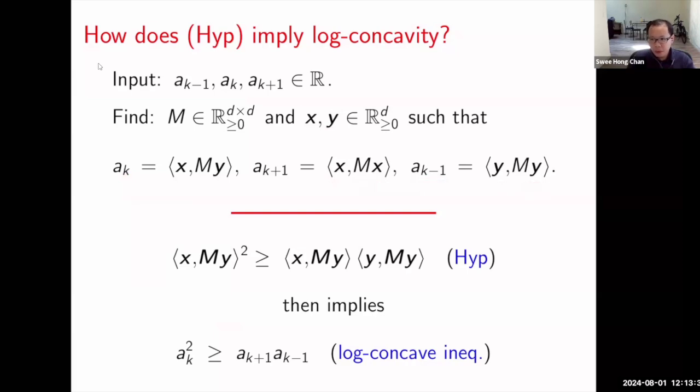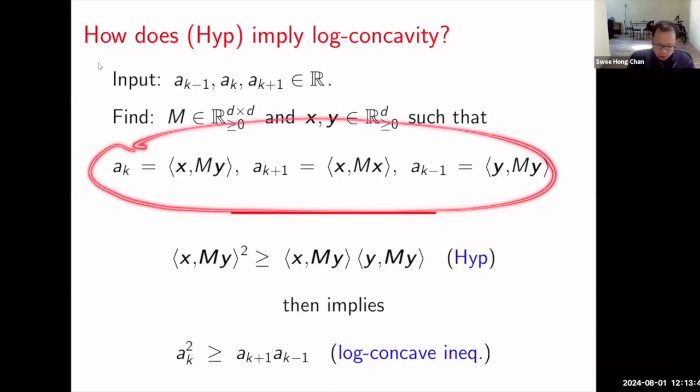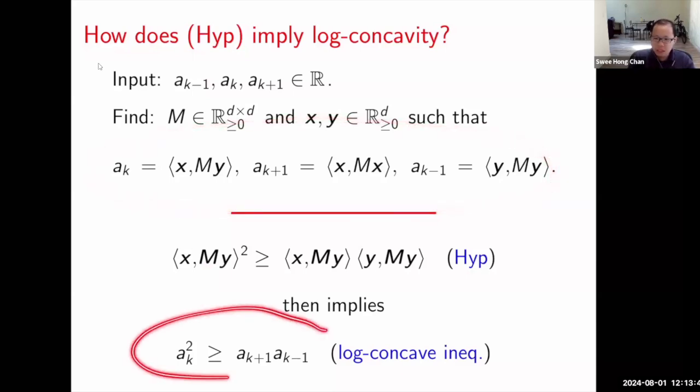That way, if we can prove that this matrix M actually satisfies the hyperbolic inequality, then it follows that this combinatorial interpretation will imply that this sequence is log concave. That is the reason why people study hyperbolic inequality, why we use it to prove log concave inequality.